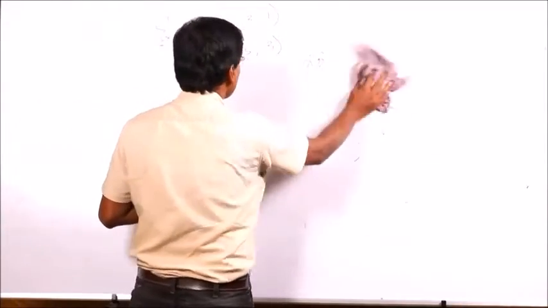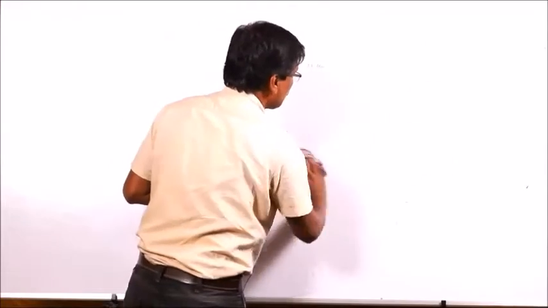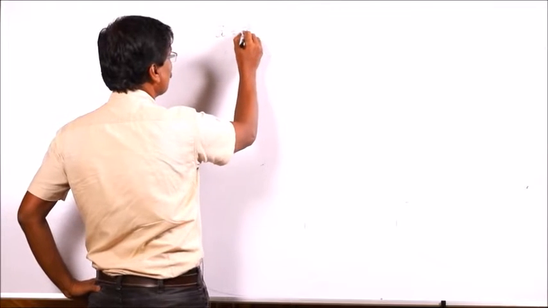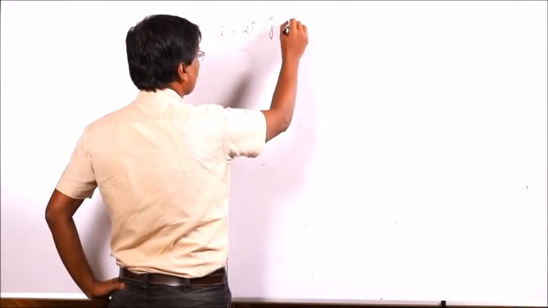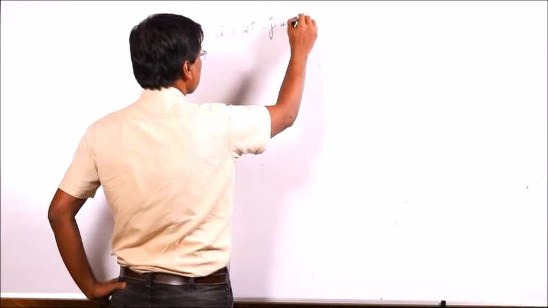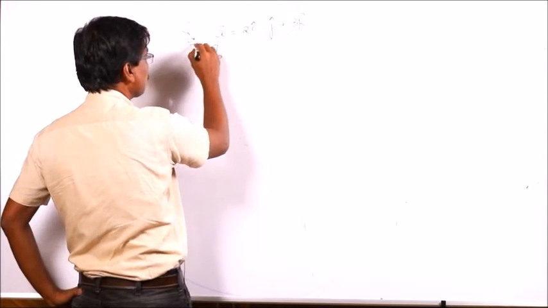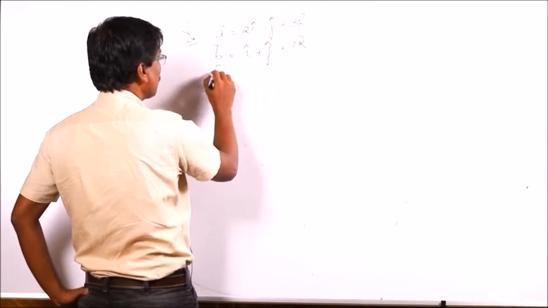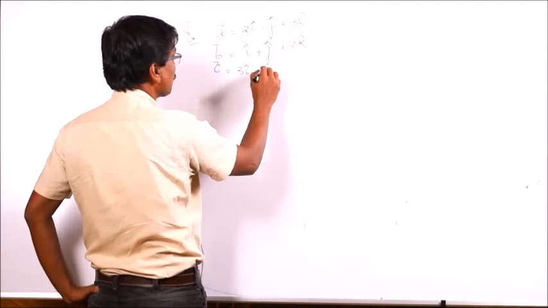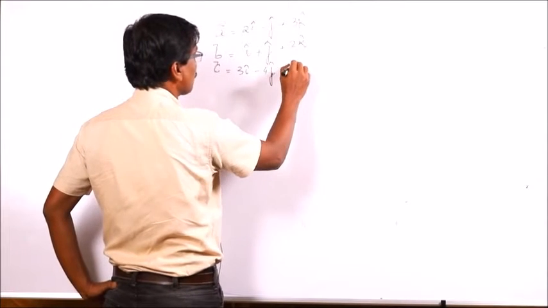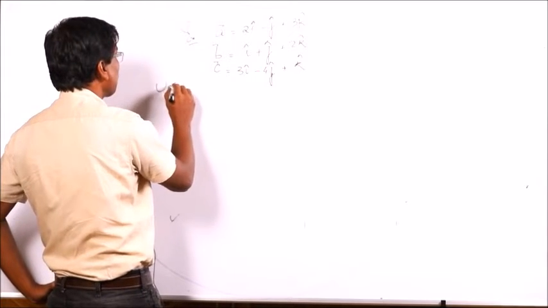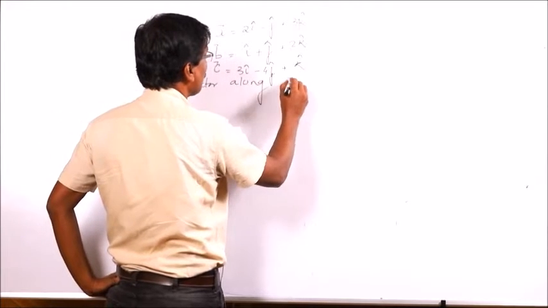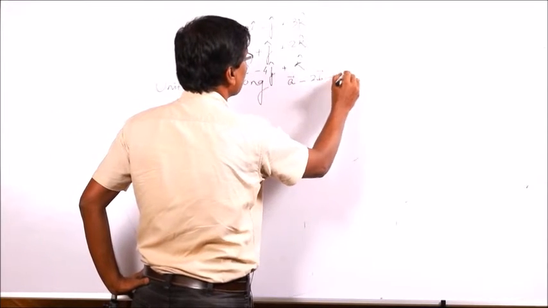Suppose we are given 3 vectors, that is A vector equal to 2 i cap minus j cap plus 3 k cap, B vector that is i cap plus j cap plus 2 k cap, and C vector is equal to 3 i cap minus 4 j cap plus k cap. So what is the unit vector along A vector minus 2B vector plus C vector?